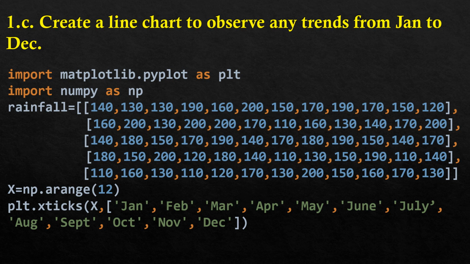The first list stores the rainfall for the month of January to December for the North Zone, and the second list shows the rainfall in all the months for South Zone, like this. Now for X, I have taken one np.arange value 12. That means X value will range from 0 to 11. Now for xticks, I have given the different month names as xticks.